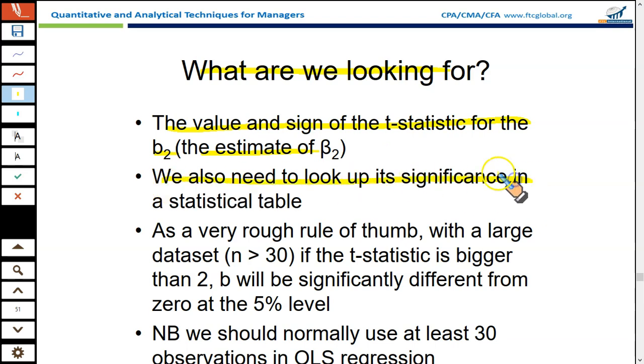We also need to look up its significance in a statistical table. The significance of the T statistic needs to be checked against critical values in a statistical table to determine if the result is statistically significant. As a very rough rule of thumb, with a large data set, more than 30, if the T statistic is bigger than 2, B will be significantly different from 0 at the 5% level of significance. So for this, we should normally use at least 30 observations in OLS regression.